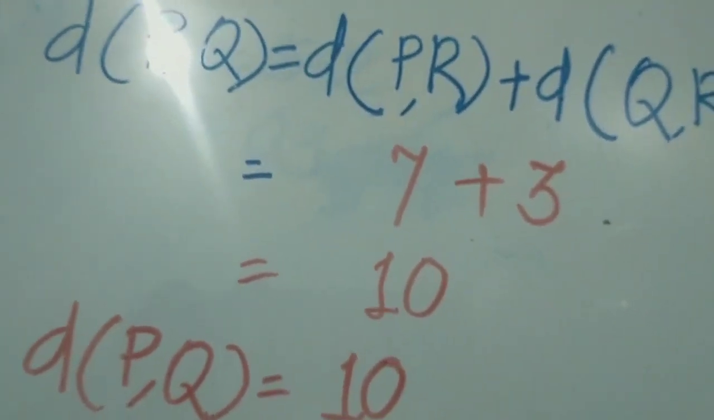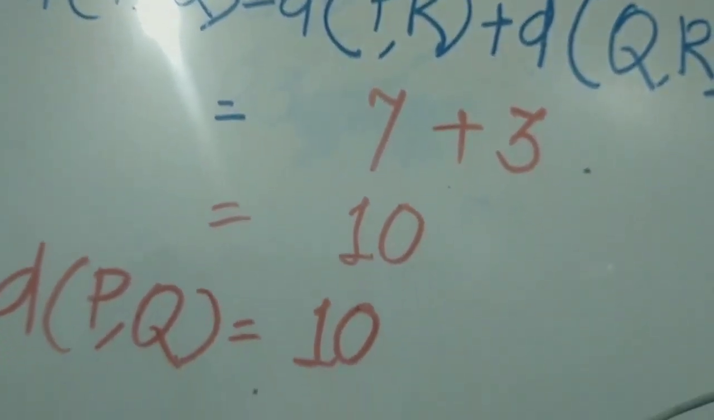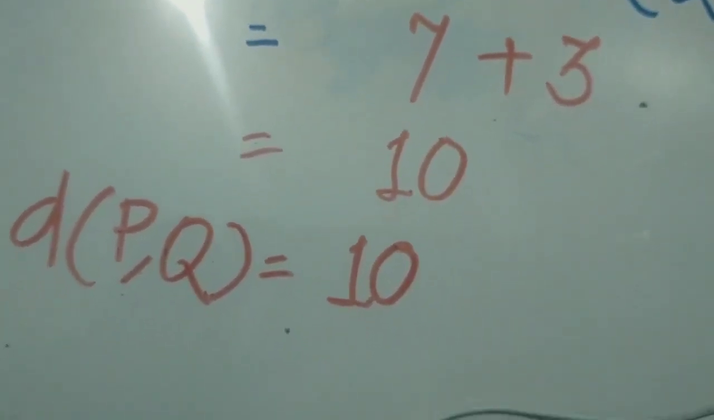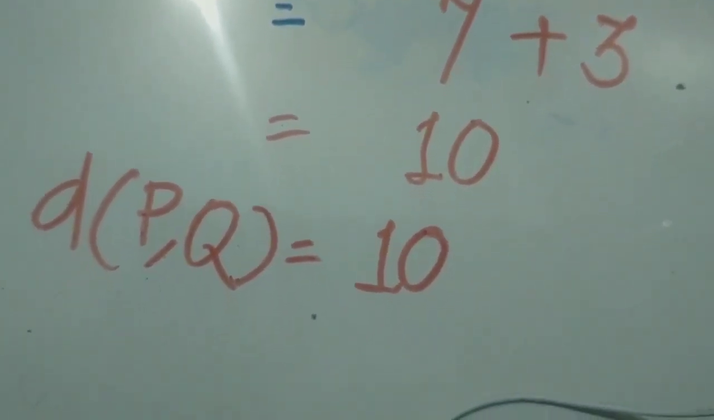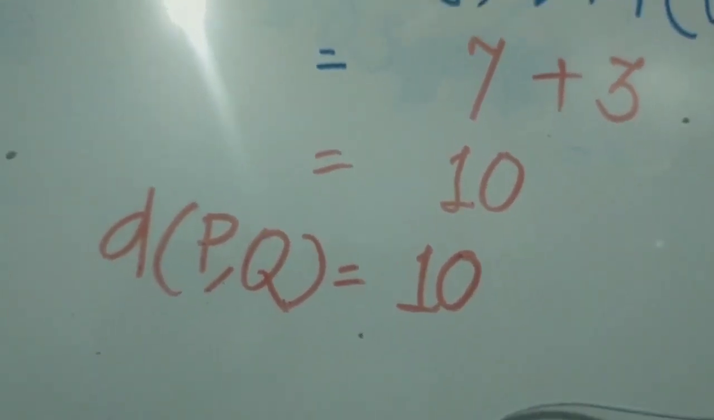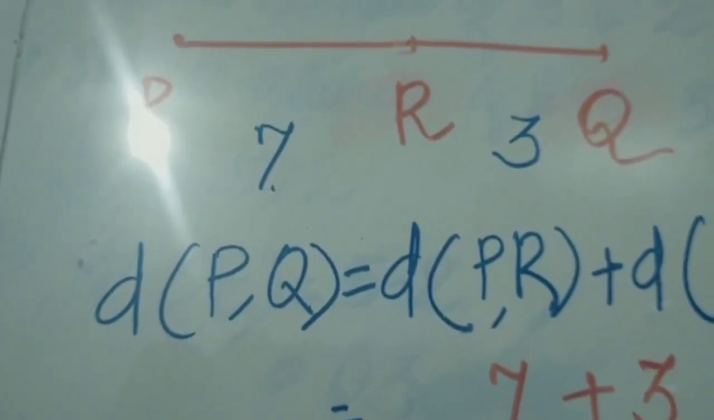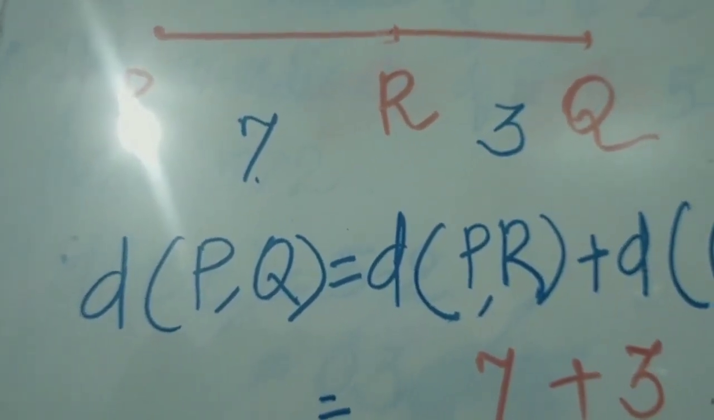Distance PQ is also equal to 10. The sum of these two distances is also equal to 10, and therefore we can tell point R is in between point P and point Q.